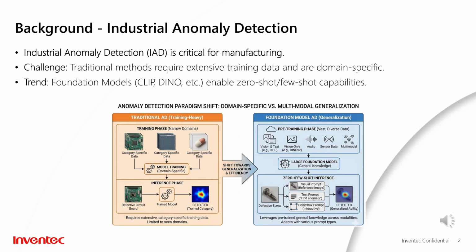Industrial anomaly detection is critical for modern manufacturing. Traditionally, as seen on the left side of the slide, detection methods were training-heavy. They required collecting extensive category-specific data, often needing thousands of defect-free images, to train a specific model for a specific domain, like a circuit board or a screw.